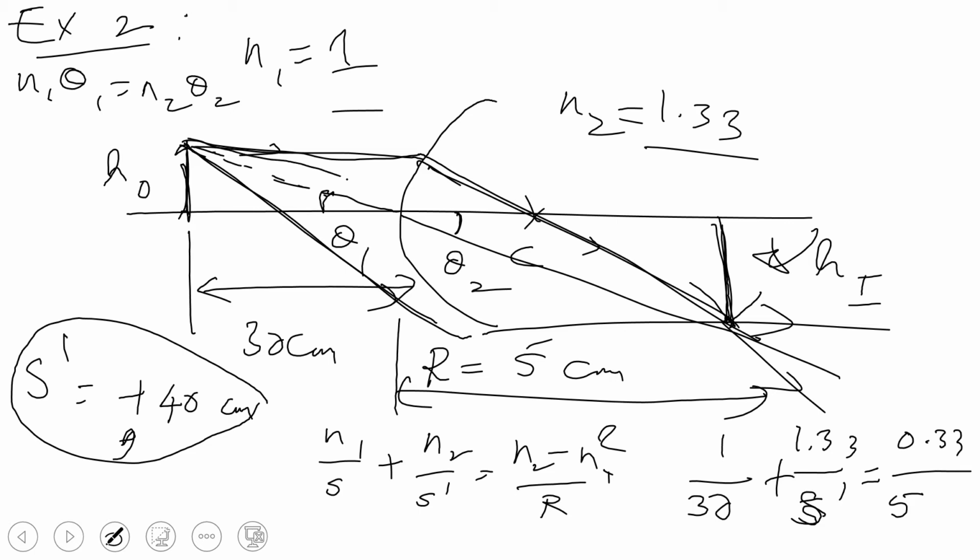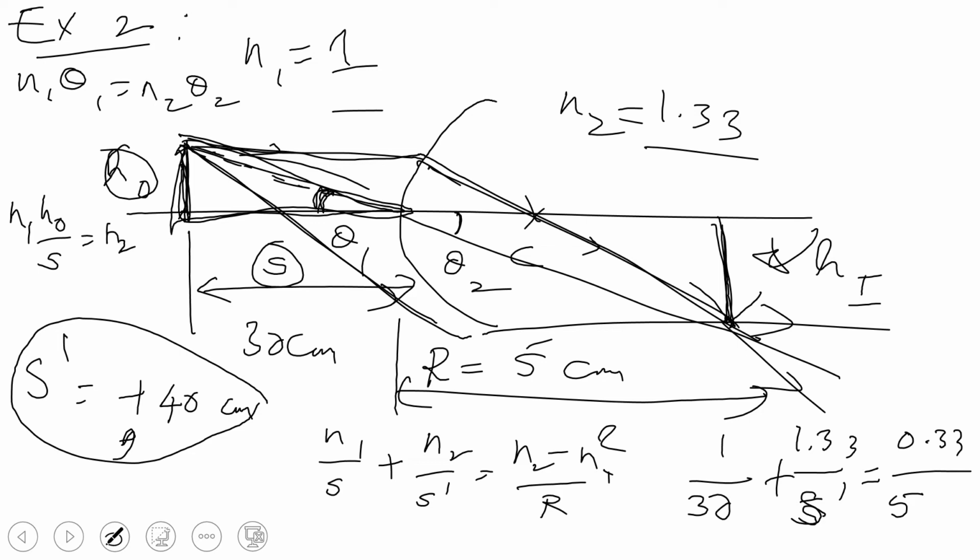So if I take this triangle, that's theta 1. So tan theta 1 there would be h0 divided by the object distance s, right? So you would have n1 h0 by s is equal to n2... In case of theta 1 we have taken this triangle, so that's theta 1, so I have n1 h0 over s.